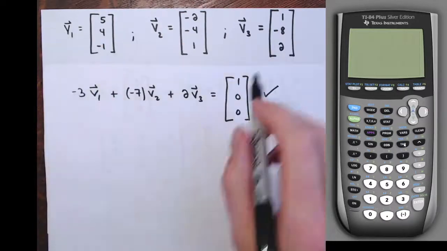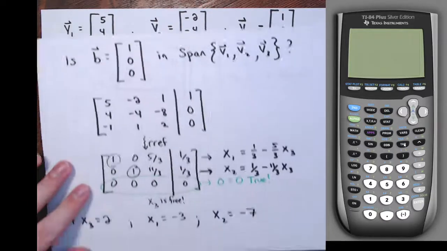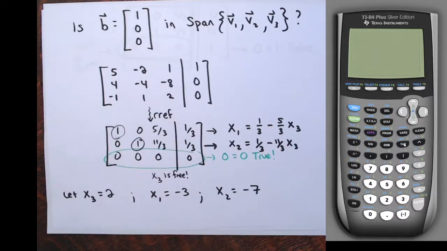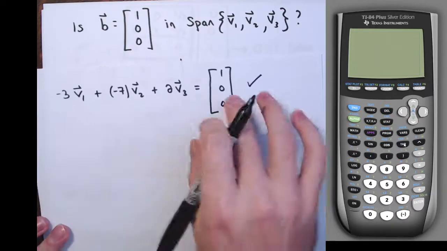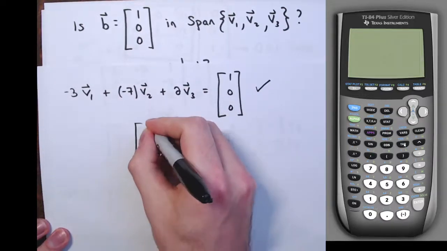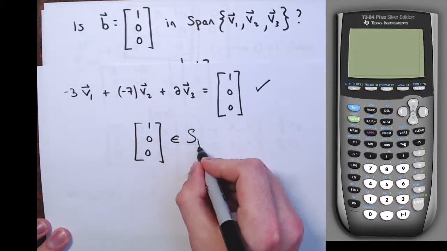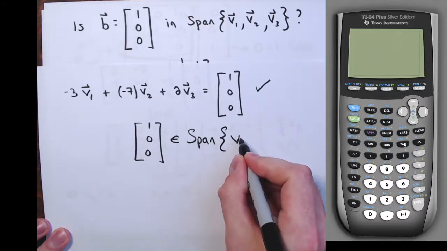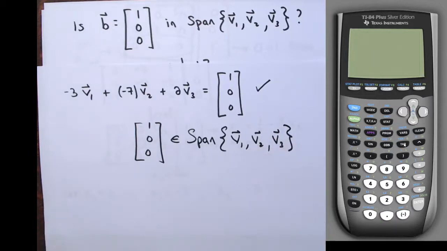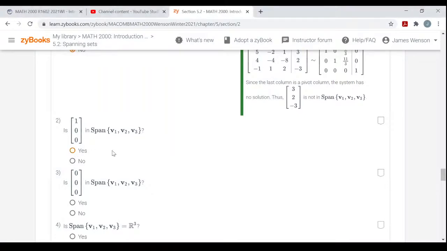And again, that's not the only way. I got these weights when I let x3 be 2. But I can let x3 be anything I want and get 3 different weights and write 1, 0, 0 as a different linear combination. But the vector 1, 0, 0 does belong to the span of those 3 vectors. It is a linear combination of v1, v2, and v3. All right, so I have one vector that wasn't in the span. Here's one vector that is in the span.